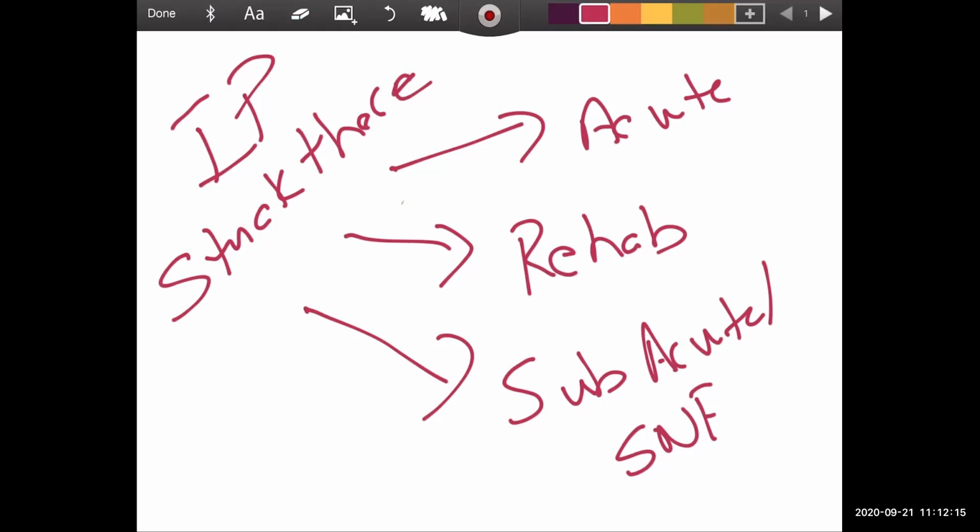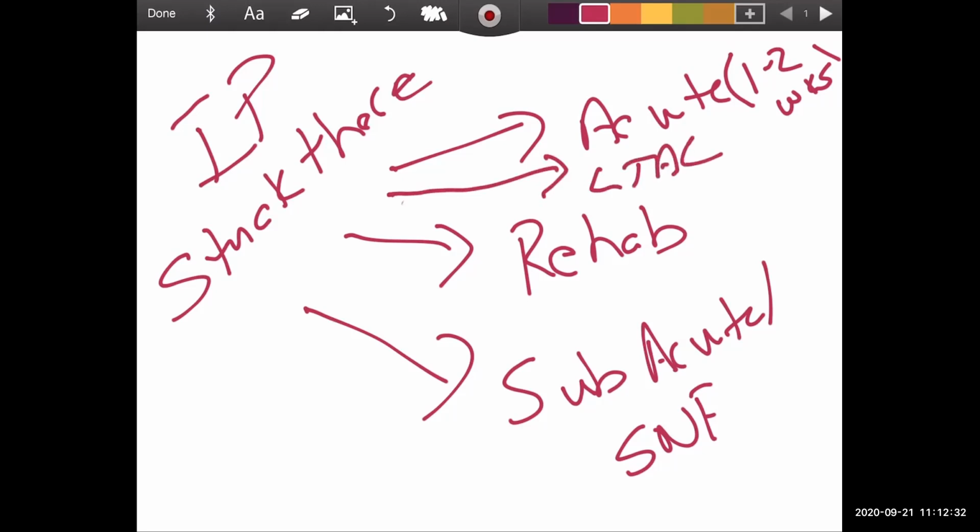In that inpatient acute phase, it's usually the first 1 to 2 weeks. With something like a total knee replacement, it may be the first 3 days. LTAC technically would kind of be here. LTAC kind of splits that acute versus rehab area. Actually, let me rethink that. Let me erase that. I kind of want to put LTAC up here.